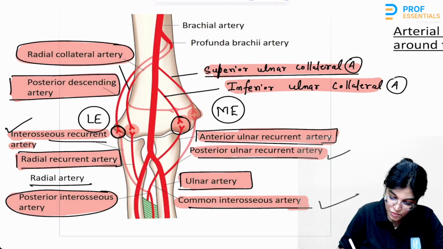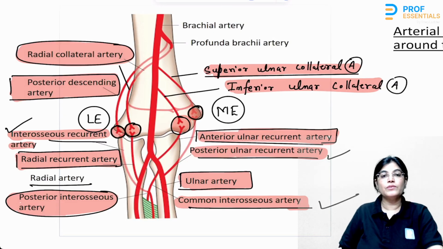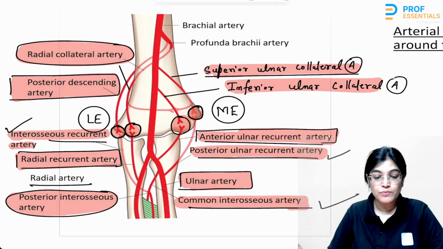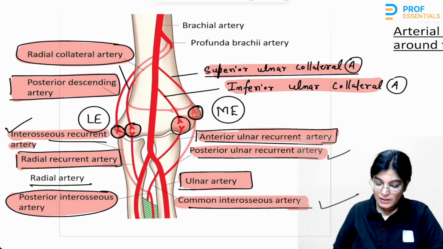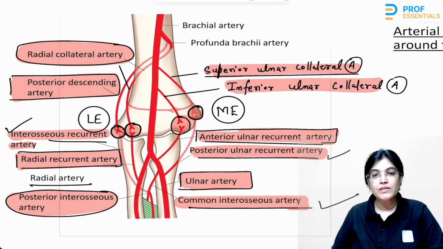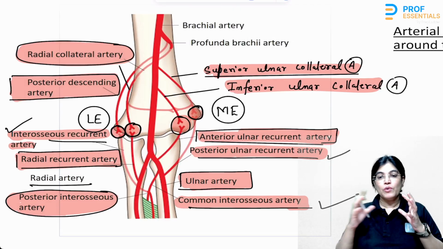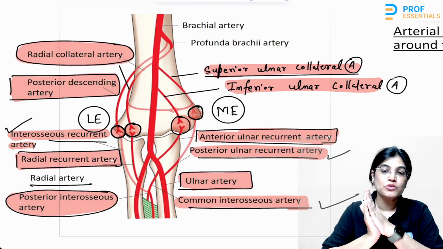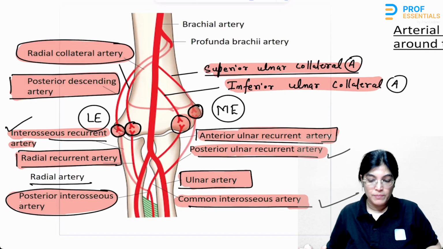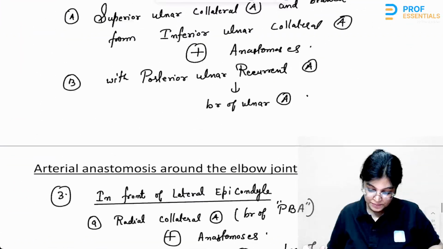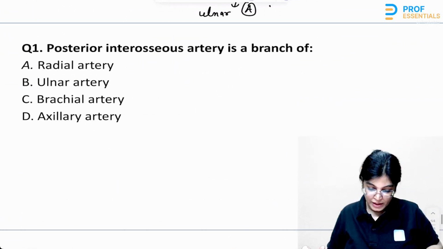So these are four important anastomotic networks found around the elbow joint, which you have to know. Okay, so done with this. Before ending this topic, it is important that we solve a few MCQs related to this topic. So let's see this. Okay, so one by one.